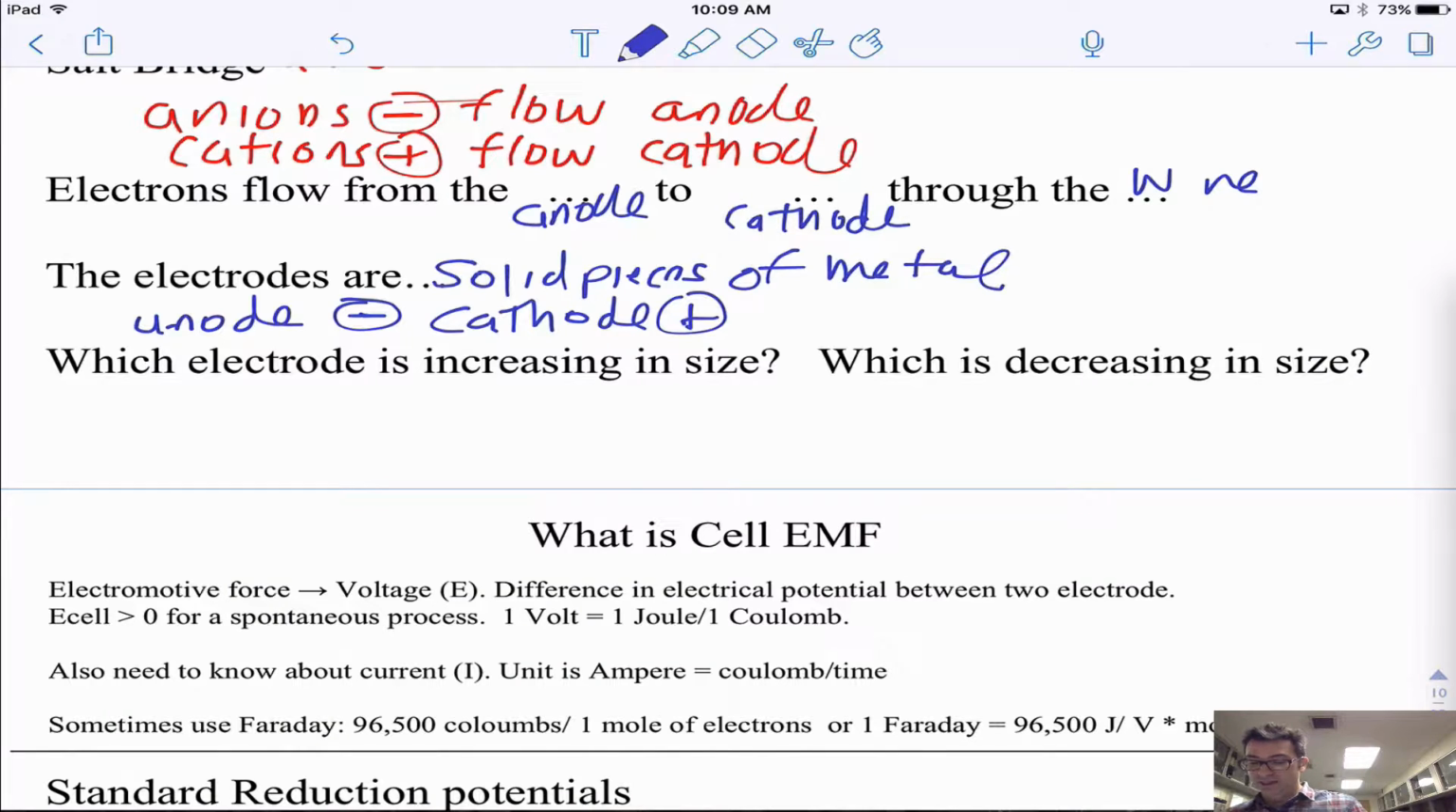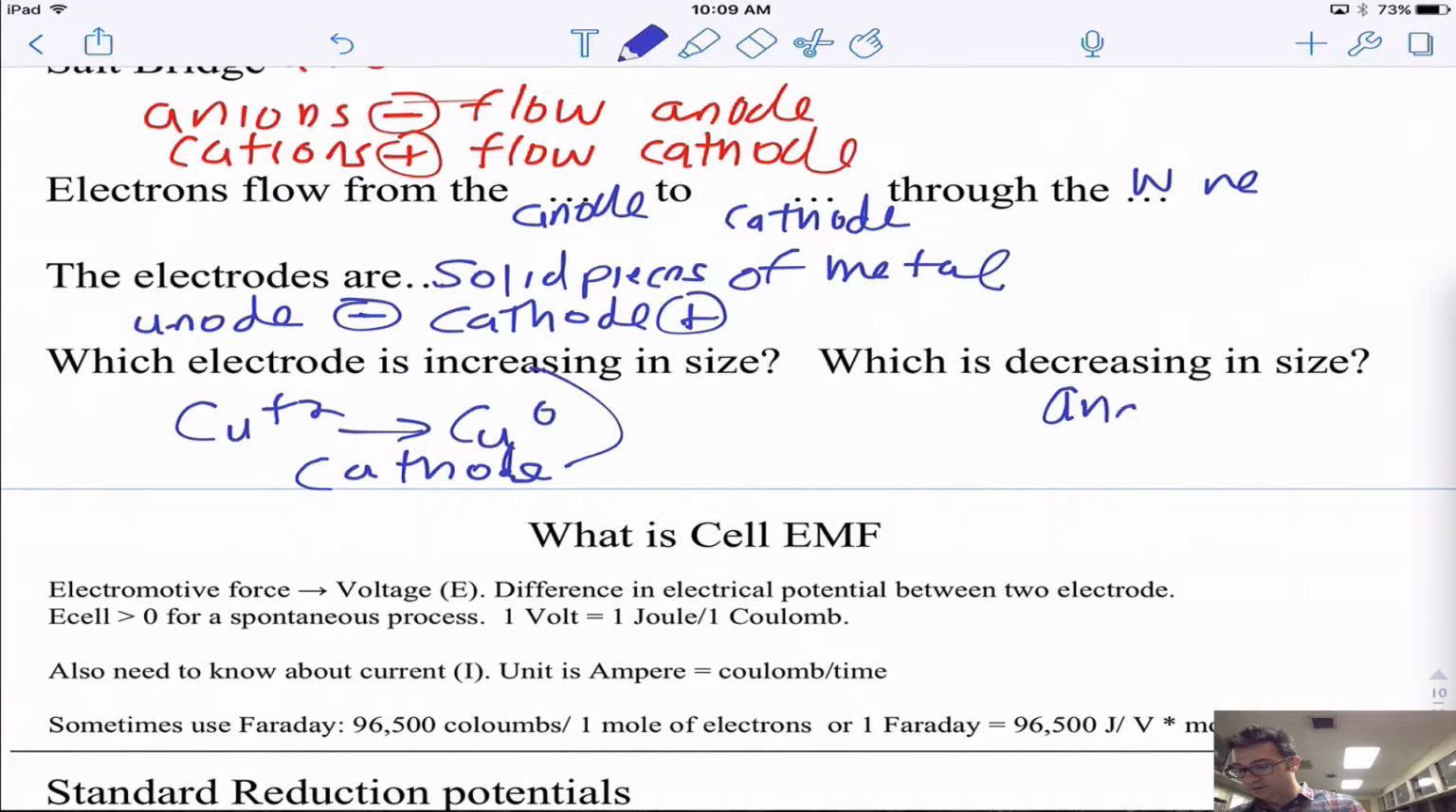Which electrode is increasing in size? Well, we saw that the Cu+2 was actually becoming Cu solid. And so the cathode will always increase in size. And the anode, we saw that the zinc was becoming Zn+2, and so the anode will always be decreasing in size. Now, something that you'll be required to do is calculate the voltage.